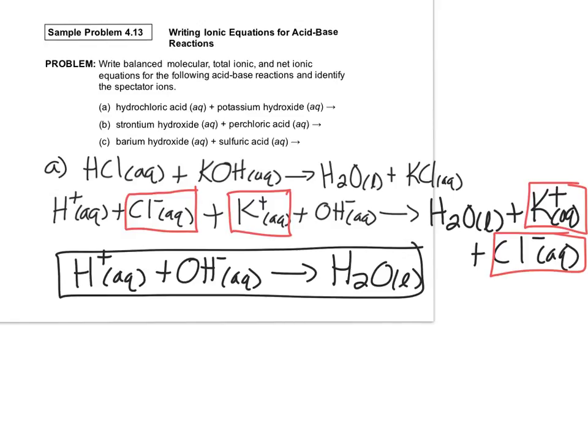All right, so there it is. I've got my balanced equation. I've got my total ionic equation here. I've got my net ionic, and I've identified my spectators. Those red boxes, right? Those are my spectator ions. And then we have to do the same thing for B and C. I'm going to stop there and let you guys practice those on your own. And if you have any questions, you can send me an email about it. But check your solubility rules, check whether things are strong or weak acids, and that'll tell you if they're going to break apart or not, okay?